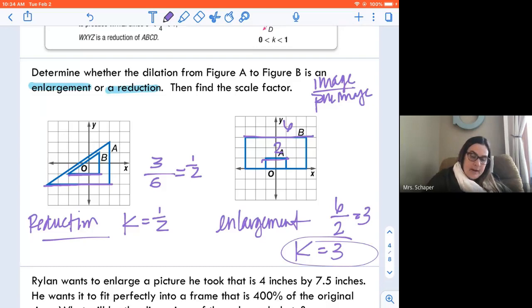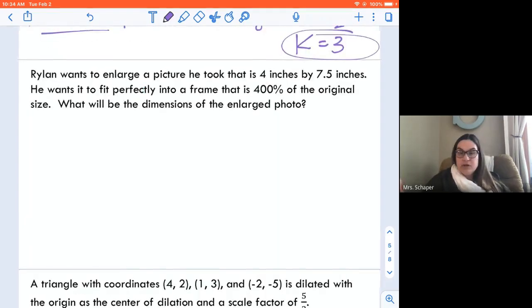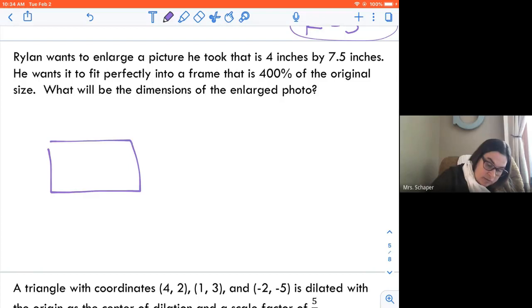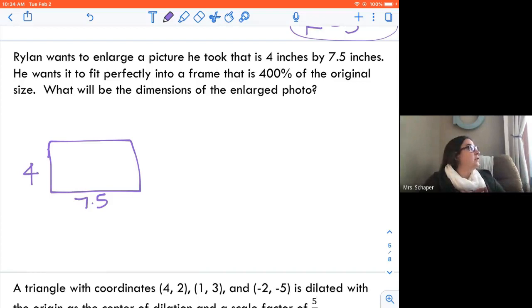Okay. Here we go. So here's a picture. Rylan wants to enlarge a picture he took that is 4 inches by 7.5 inches. So I'm going to draw this out. Okay. I'm a huge proponent of drawing sketches to see how to make this work. He wants it to fit perfectly in a frame that is 400% of the original size. Okay. So if it's 400% of the original size, then we're going to have a scale factor of 4.